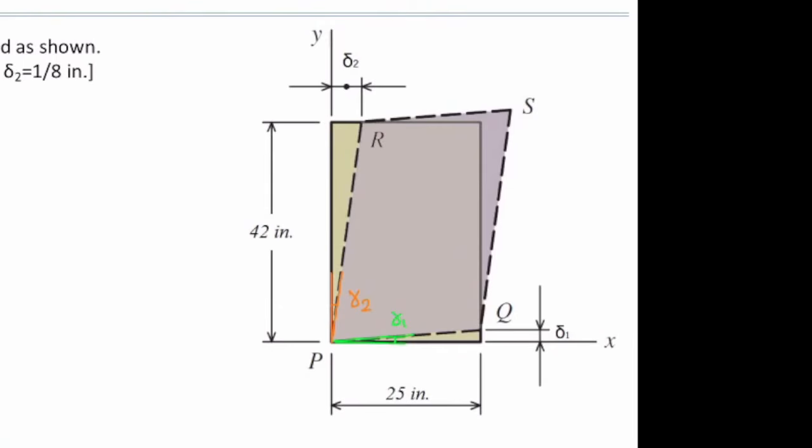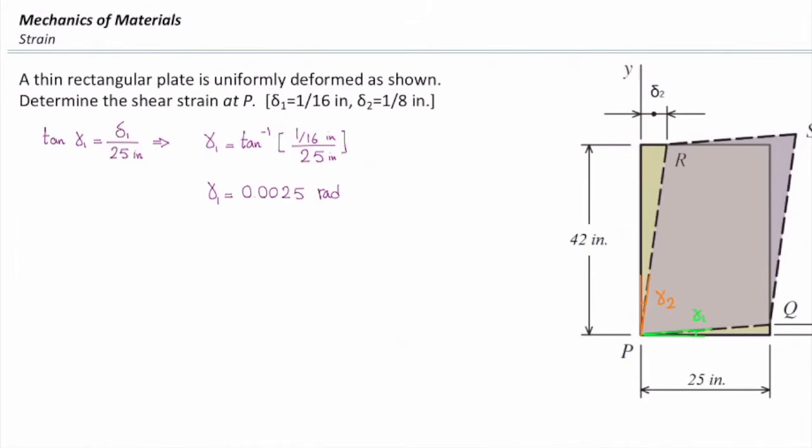Similar to that, we can determine how much is the change in the angle caused by movement of point R to the right by the value of delta 2. Tangent of gamma 2 in this case will be delta 2 divided by 42 inch, or gamma 2 is equal to inverse tangent of delta 2 over 42 inch. Delta 2 is 1/8 inch, and gamma 2 will be equal to 0.002976 radian. Alright, we have determined the change in the angle at corner P. One caused by delta 1, another caused by delta 2.